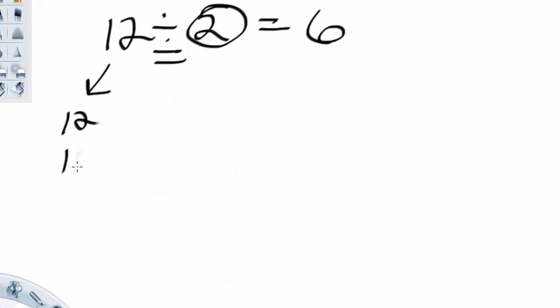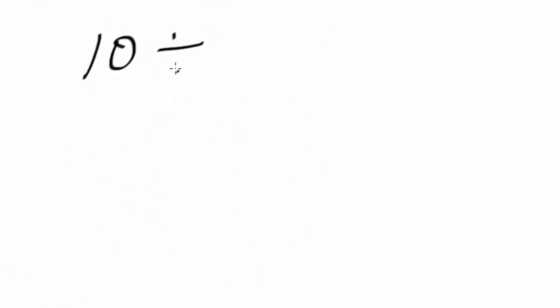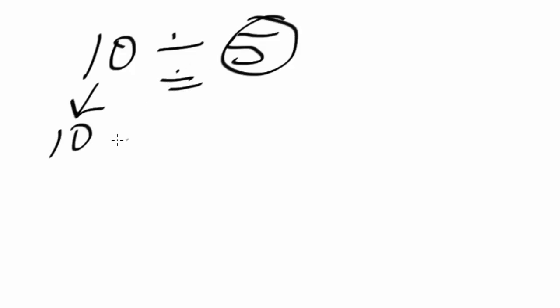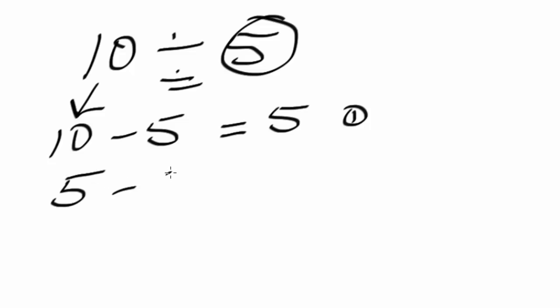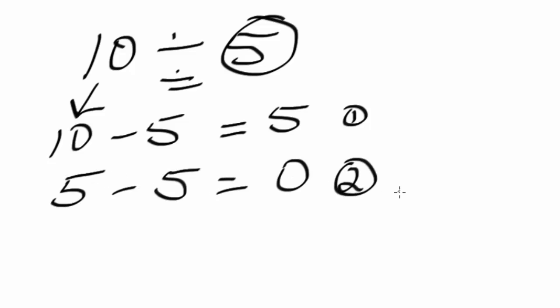Okay, let's look at another one. 10 divided by 5. This means that we'll take the number 10 and repeatedly subtract 5 from it until we reach 0, without going into the negative numbers. So 10 minus 5 is 5, that's one subtraction. And 5 minus 5 is 0, that makes 2 subtractions, which is what we know the answer is, 2.